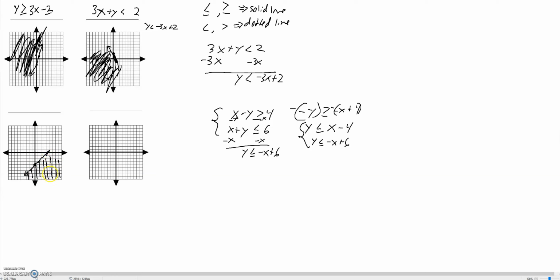Now, the next one is negative x plus 6. So 1, 2, 3, 4, 1, 2, 3, 4, 5, 6. Slope is negative 1, so down 1, right 1. Now I'm just going to put a couple more here, just so I can get a little bit more accuracy with these.